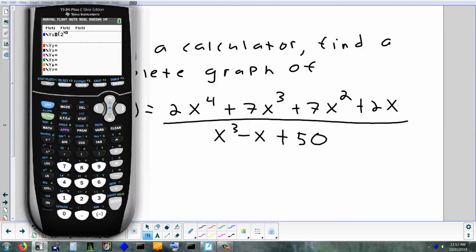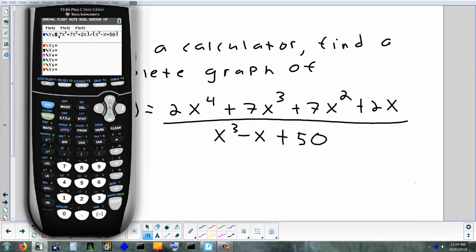2x to the fourth. Let's see. And if you look at the highest degree term in the top, look at the highest degree term in the bottom, you should have an idea of what kind of asymptote is going to be in this problem. Does anyone have a guess? It's a degree 1, which is, yeah, a slant. Yeah, it's going to be a slant, because the degrees are off by 1. Right? And divided by x cubed minus x plus 50. Okay, I'm going to start with zoom 6.